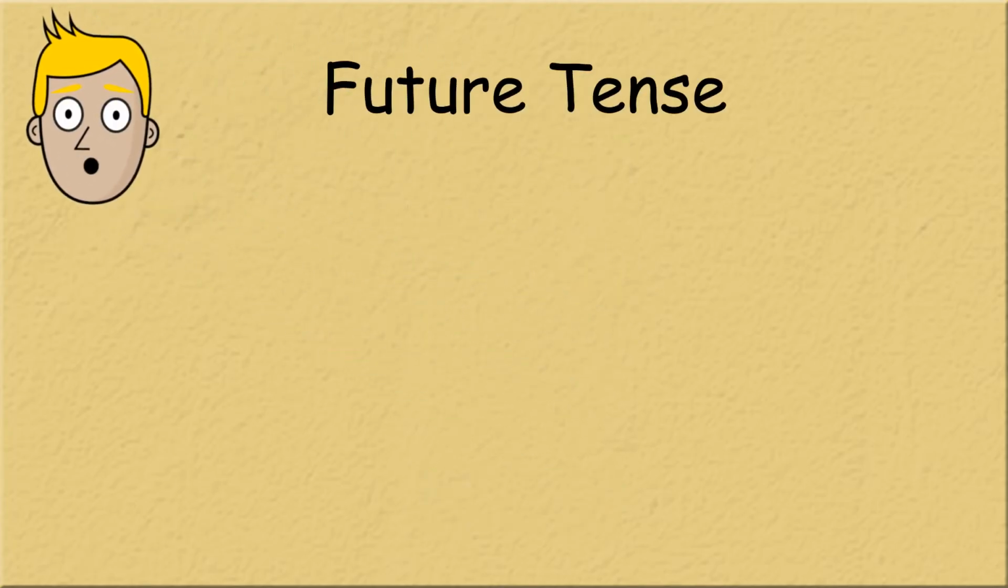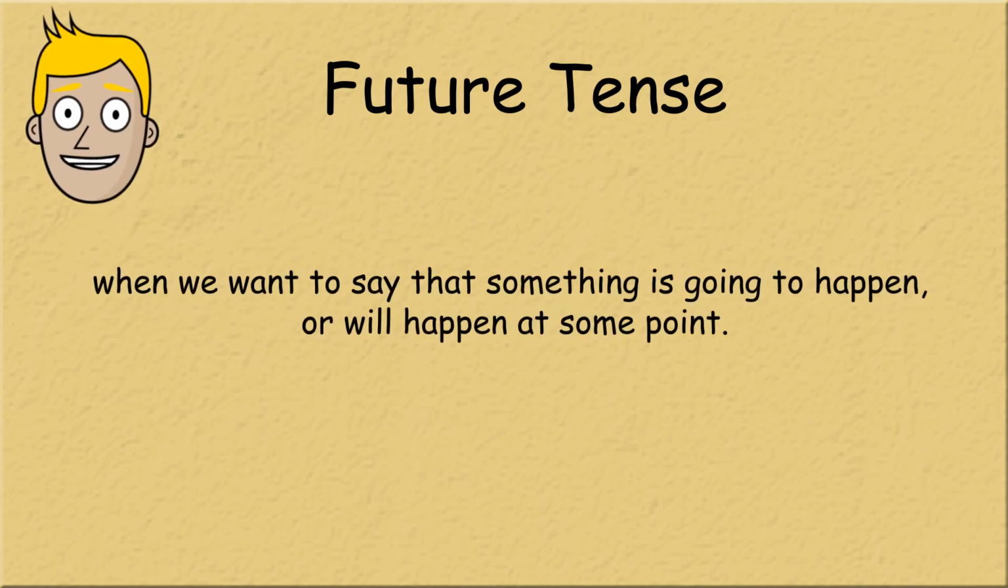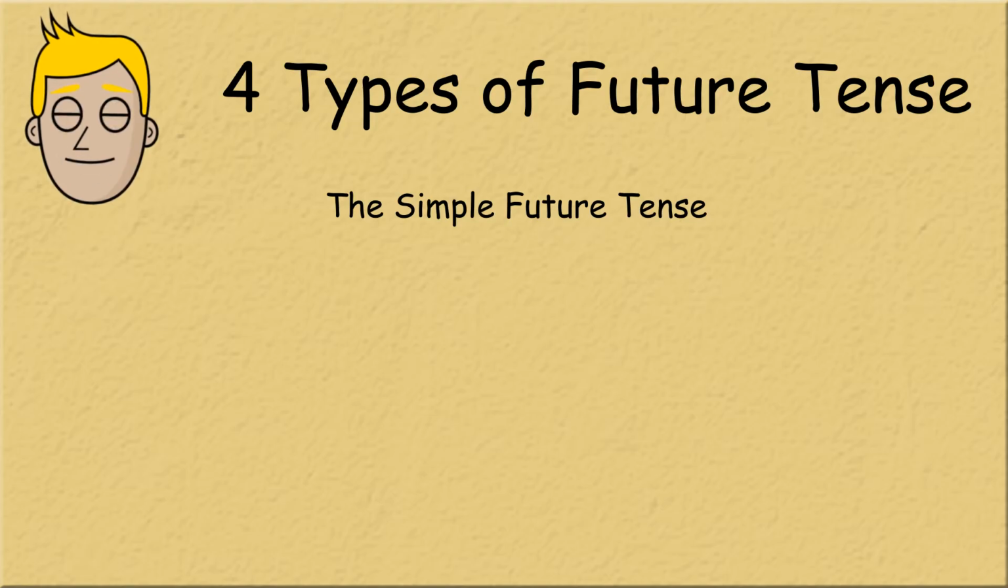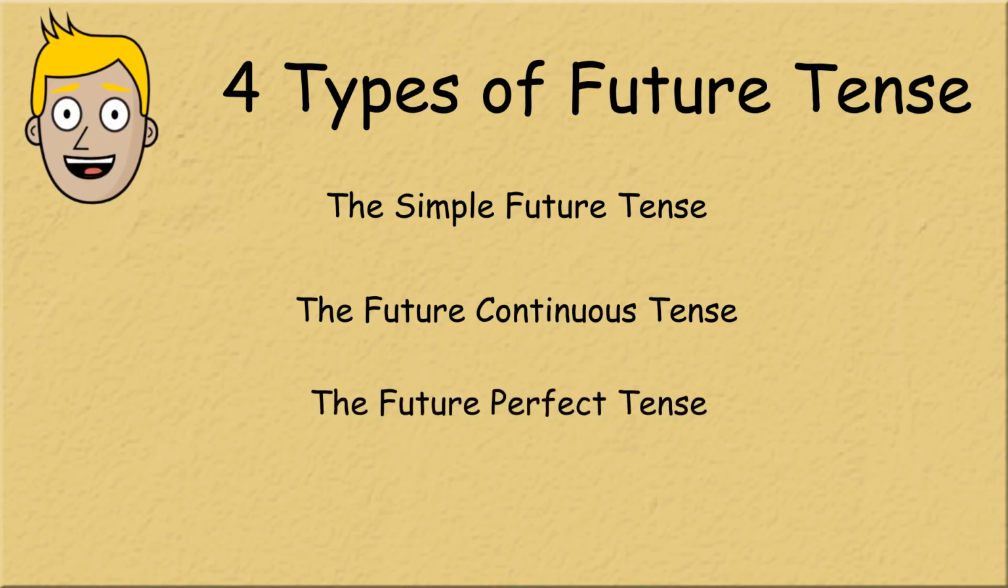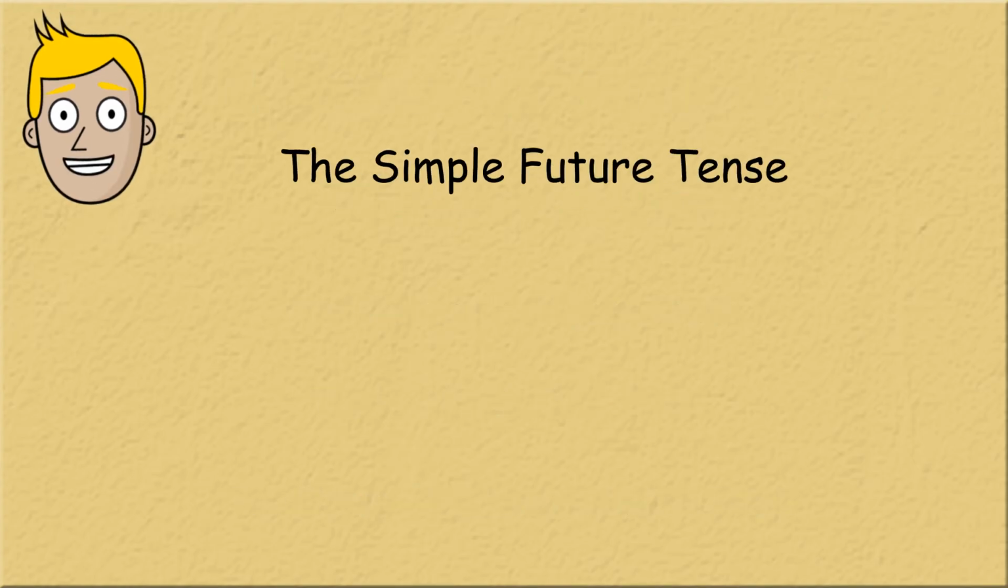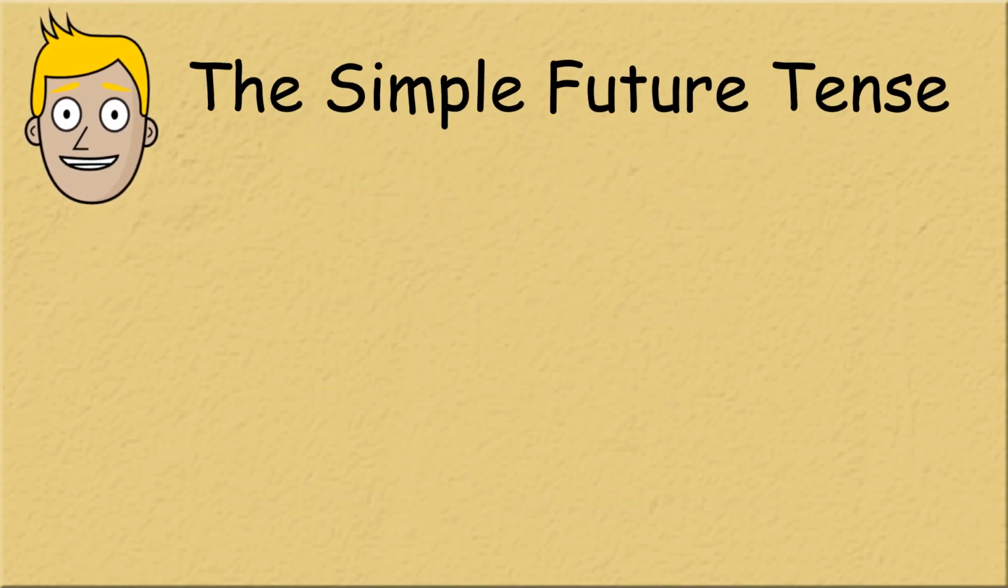We use future tense when we want to say that something is going to happen or will happen at some point. As with the previous tenses, there are 4 types of future tense. They are the simple future tense, the future continuous tense, the future perfect tense, and finally, the future perfect continuous tense.